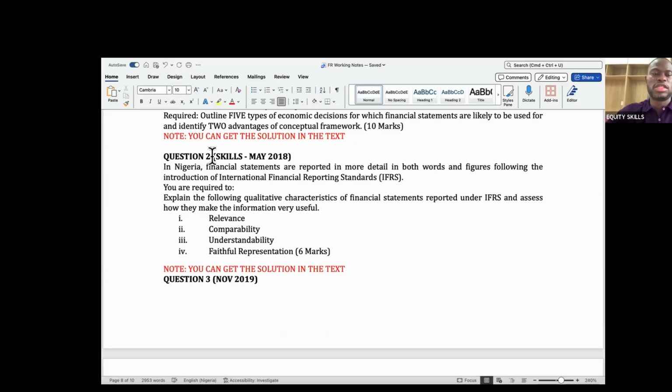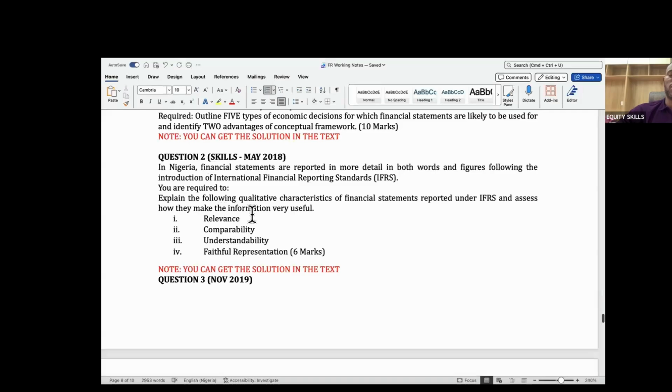Another one, it said in Nigeria, financial statements are reported in more detail in both words and numbers. Following the introduction of IFRS, you are required to explain the following qualitative characteristics of financial statements reported under IFRS and assess how they make the information very useful. So, relevance, comparability, understandability, faithful representation for 6 marks. So how are we going to explain this now?